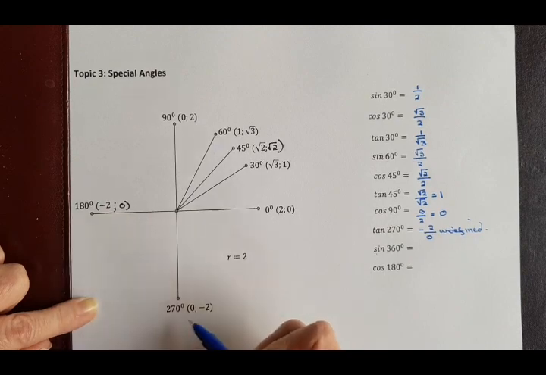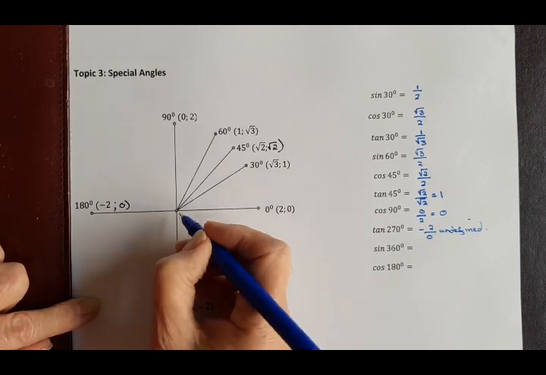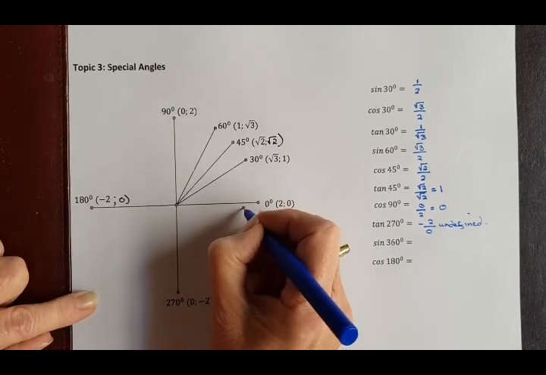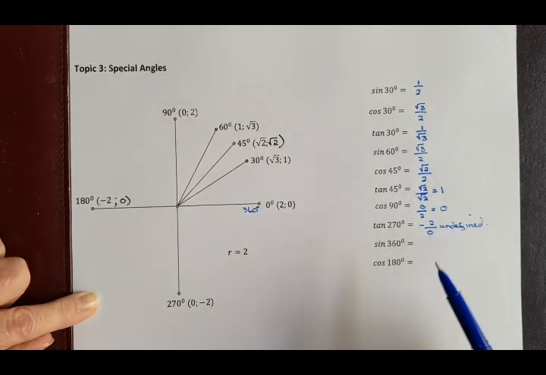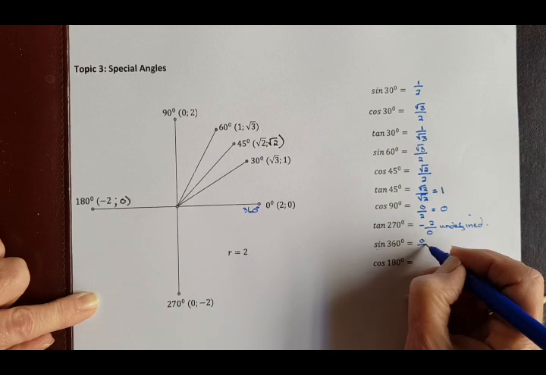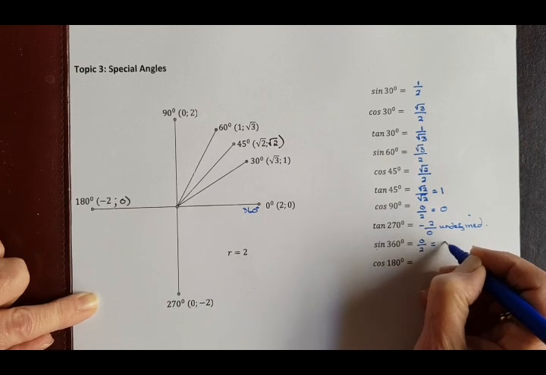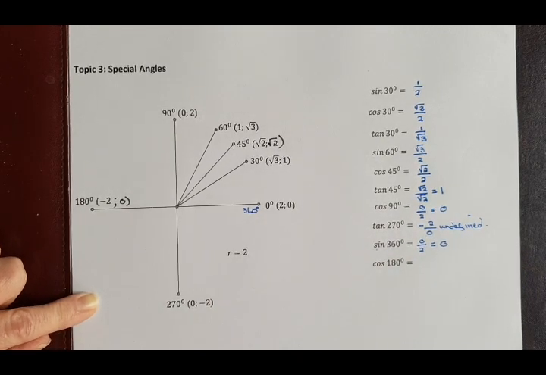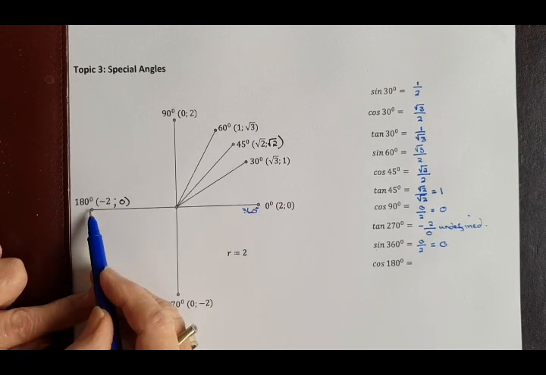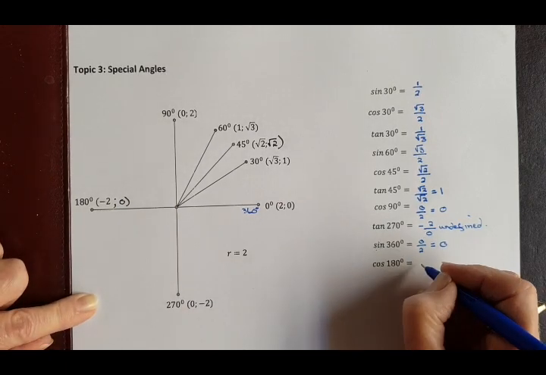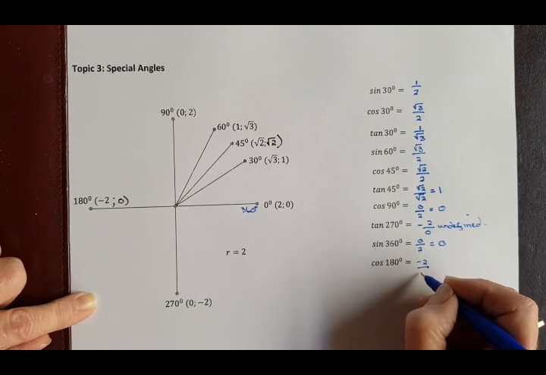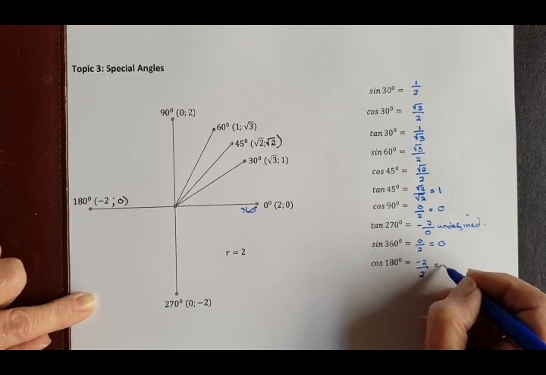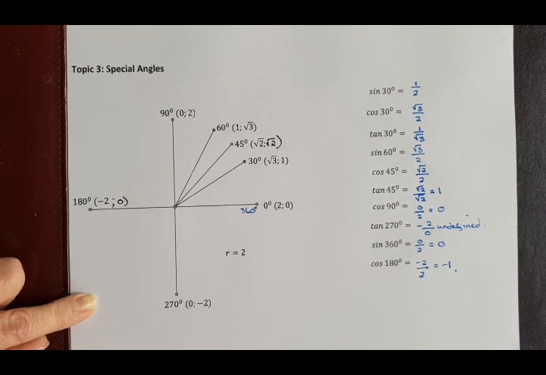Sine of 360 degrees, all the way around here to 360. My y value is 0, my r value is 2, so my answer is 0. Cos of 180 degrees is my x value, which is minus 2, over my r value, which is 2. My answer is negative 1.